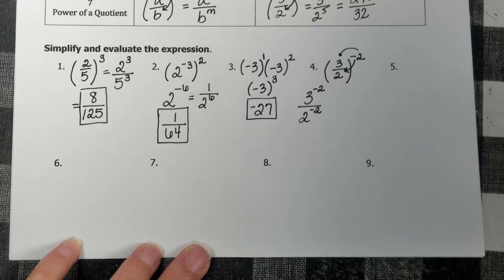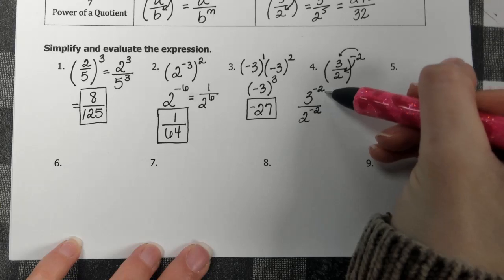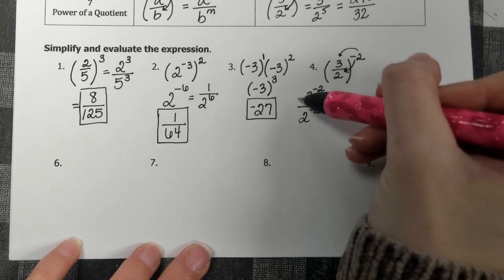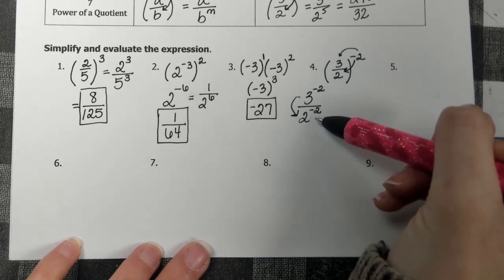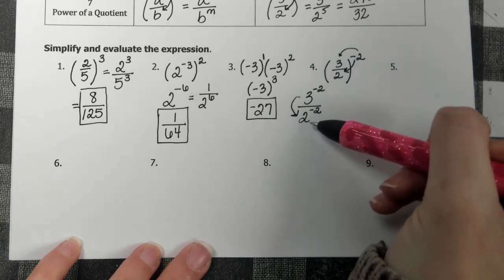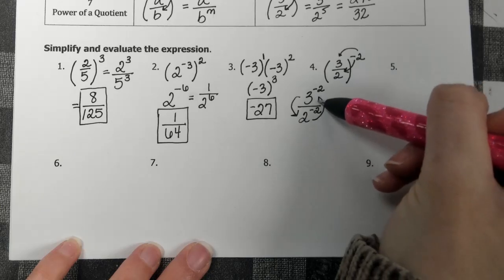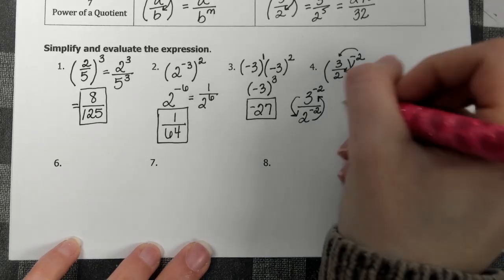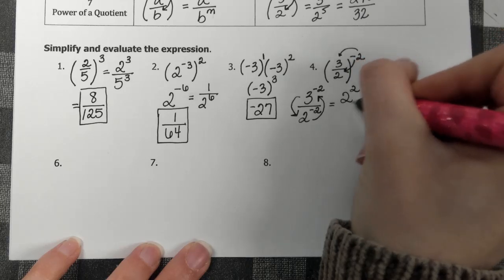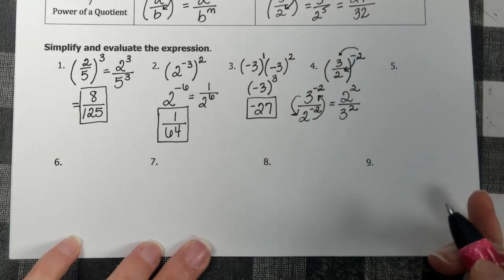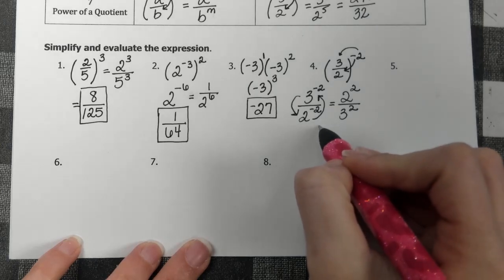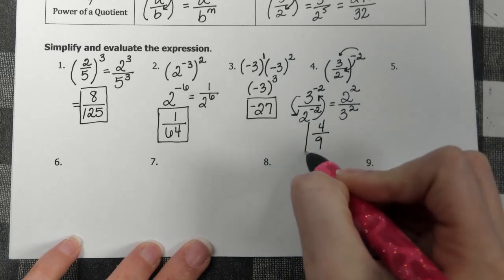When you go to switch, you look at each term individually, each base individually. This base has a negative exponent, so that needs to go where? At the bottom. This base also has a negative exponent. It's at the bottom, so where does it need to go? At the top. Do we understand that? So this becomes 2 squared over 3 squared. So my final answer should be what? 4 over 9. Very good.